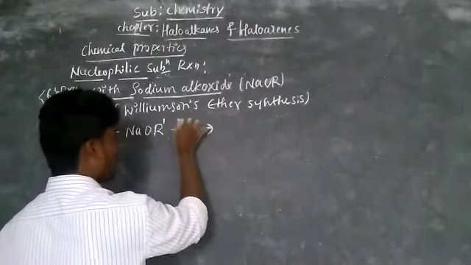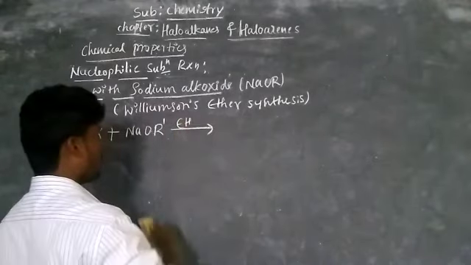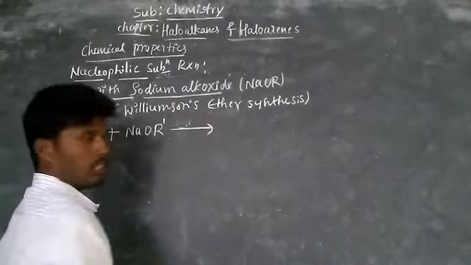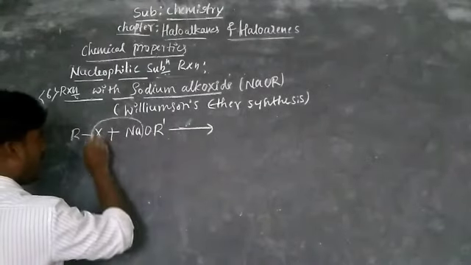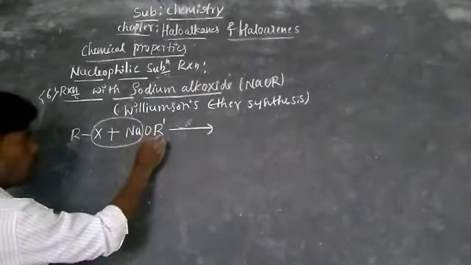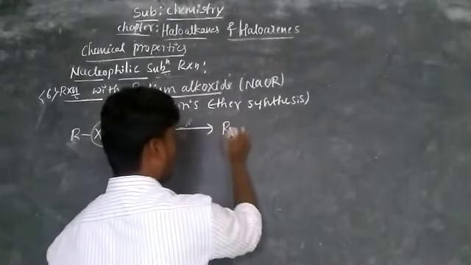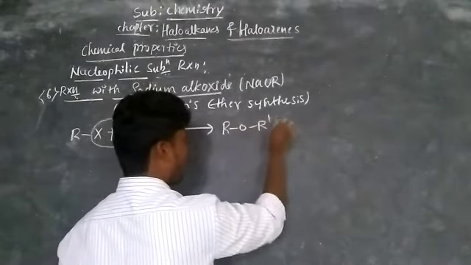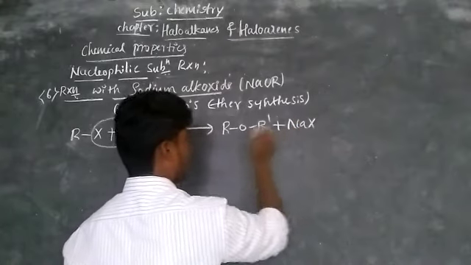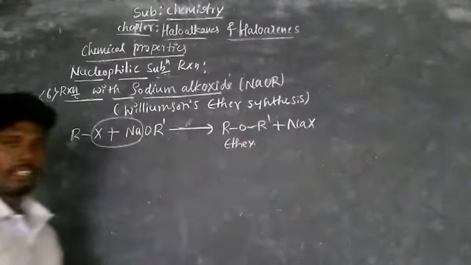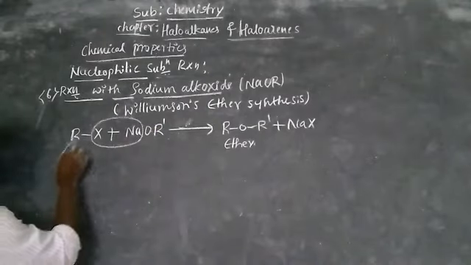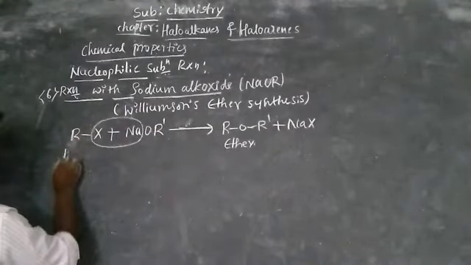There is no solvent here. Treating with these two, you get NaX and ROR', that is R-O-R' plus NaX. So what is the name? Ether. You get ether compounds from haloalkanes.